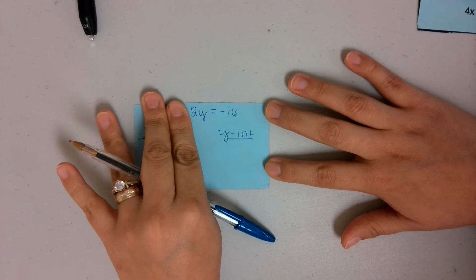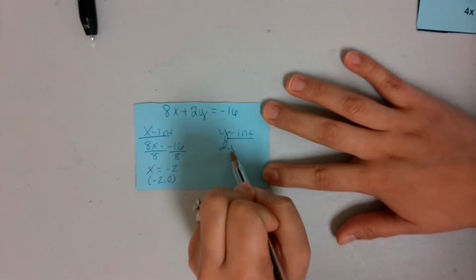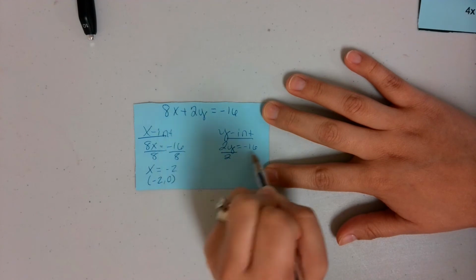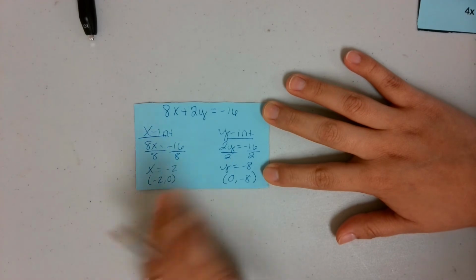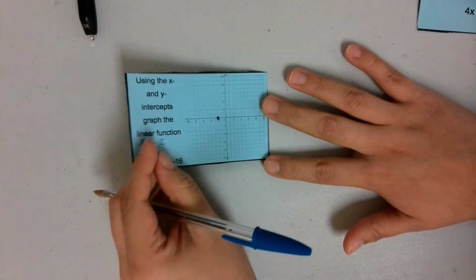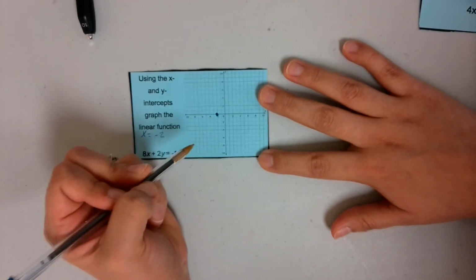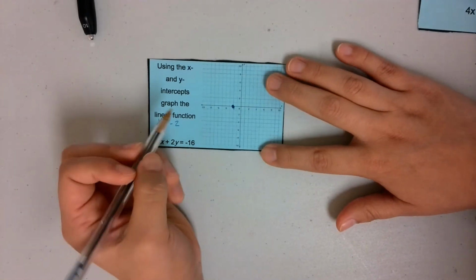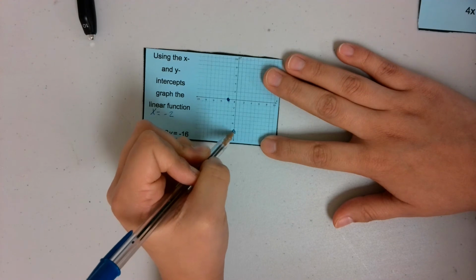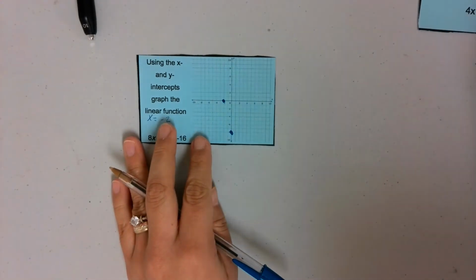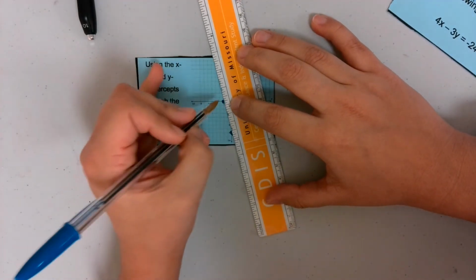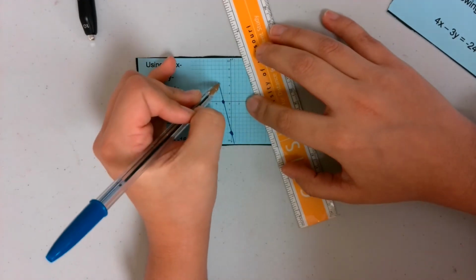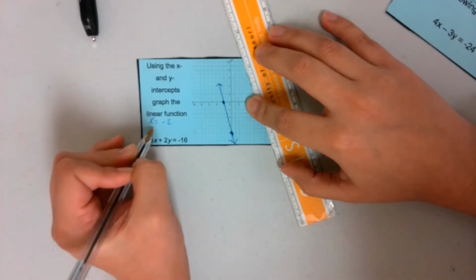Okay, then I'm coming back over here, I'm going to solve for y. So my problem says 2y equals negative 16. Divide by 2, divide by 2, y equals negative 8. 0 comma negative 8. I'm going to come over here. On my y-axis, I'm going to put a dot at negative 8. 2 points. That is absolutely enough to draw my line. So I'm going to connect my two dots. And voila, I am done.